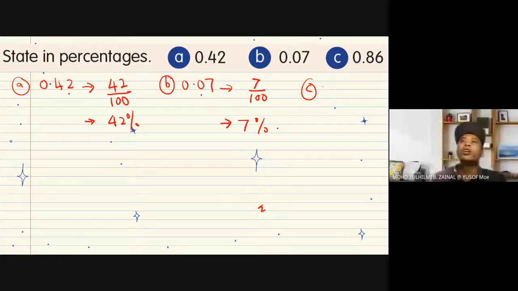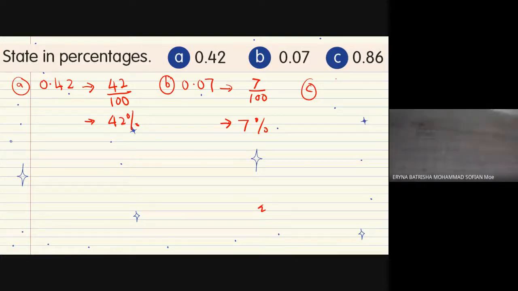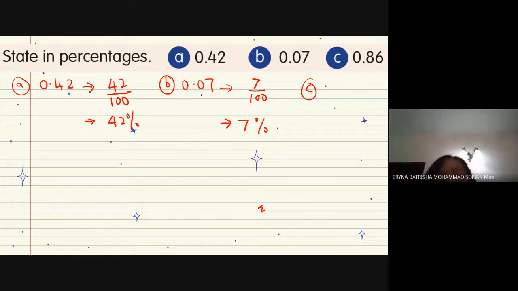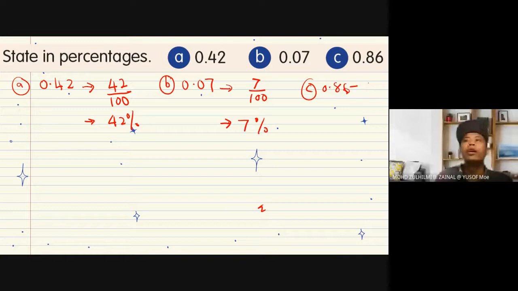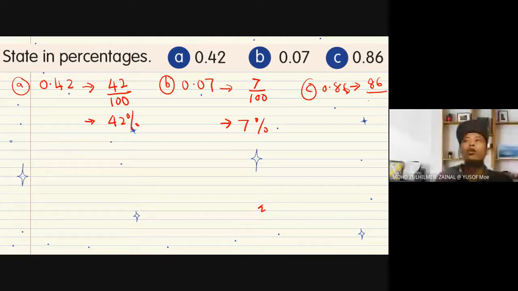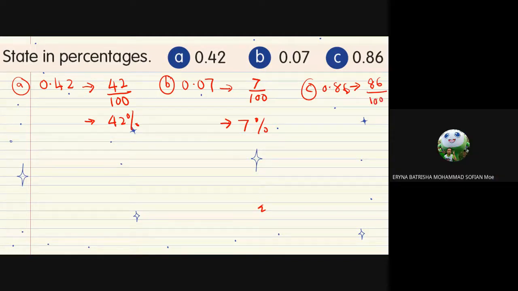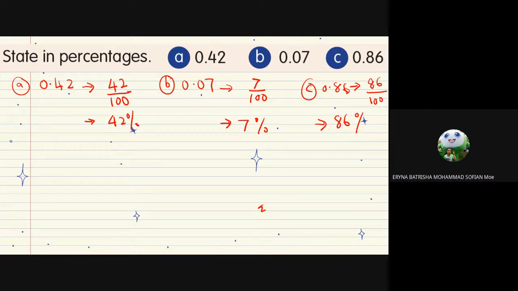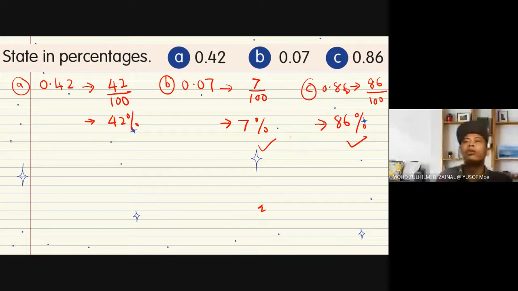Okay, Erina, what's your answer for C? 0.86. Change into fraction, 86 over 100. Then change into percentage, 86%. Okay, both of your answers are correct.